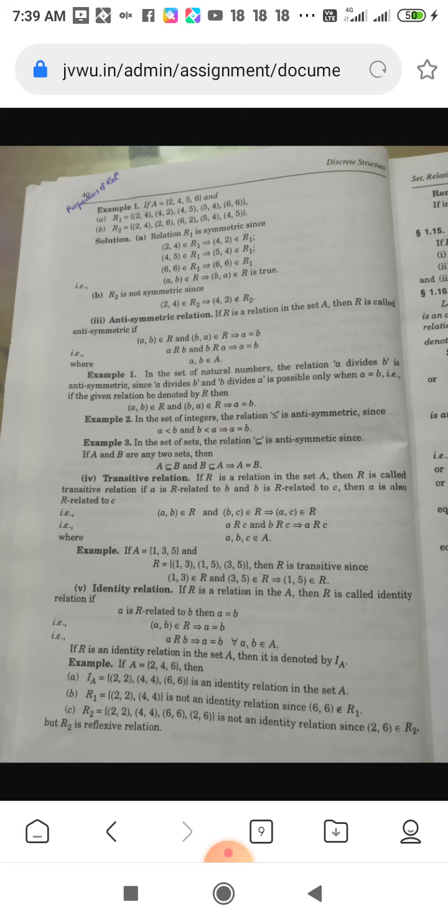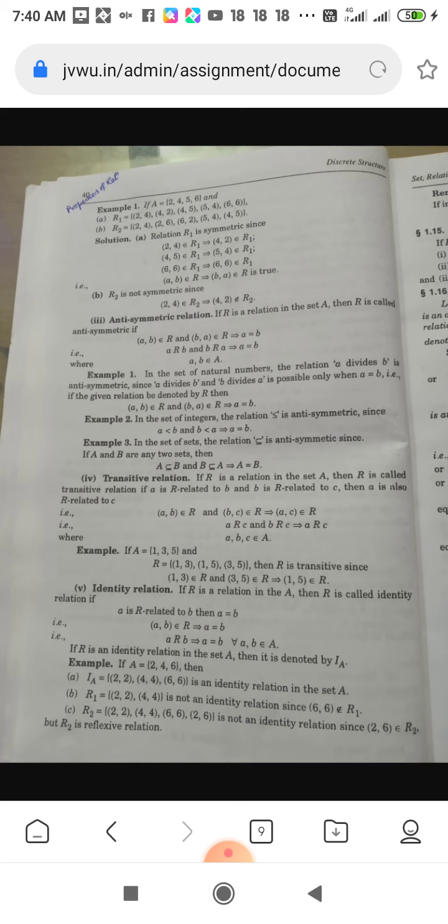Next one, anti-symmetric relation. If R is a relation in a set, then R is called anti-symmetric if (a, b) belongs to R and (b, a) belongs to R implies A is equal to B. यदि (a, b) और (b, a) दोनों R related हैं, ये तभी संभव है जब दोनों इक्वल हों. This is the anti-symmetric property.